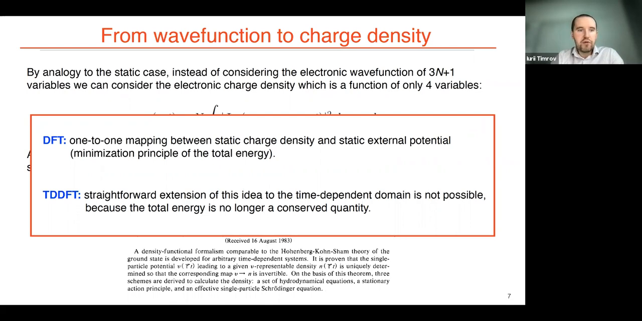But now we are talking about TDDFT, and we want to do something similar, and we will see how to do that. So we want to make a straightforward extension of this same idea to the time-dependent domain. But this is not that easy, actually. There are issues because the total energy is no longer a conserved quantity. So in time, total energy changes.